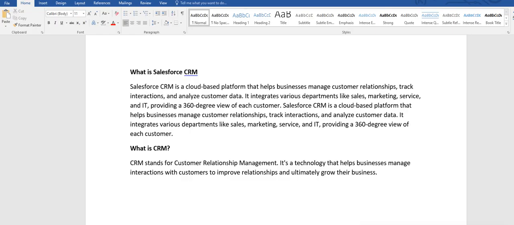So friend, first of all, we have to understand that there are mainly two terms used in this definition. The first one is the CRM and the second one is the cloud. First of all, we have to understand what a CRM is, because Salesforce is a CRM. So what is actually a CRM? CRM stands for Customer Relationship Management. It's a technology that helps businesses manage interaction with customers to improve relationships and ultimately grow their business.